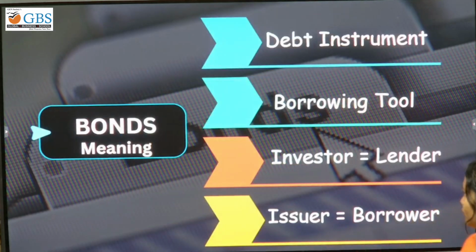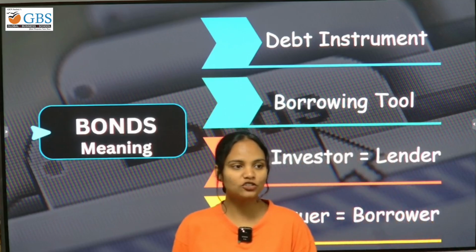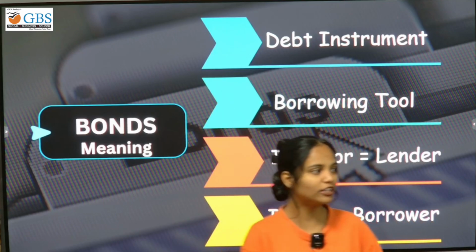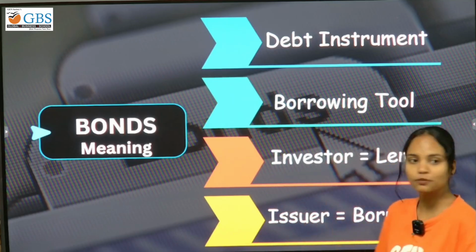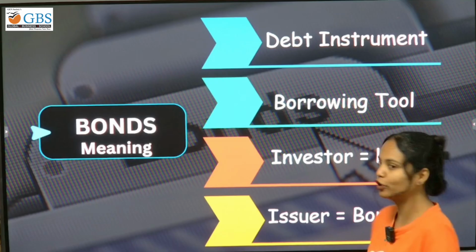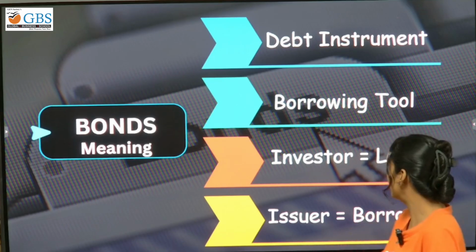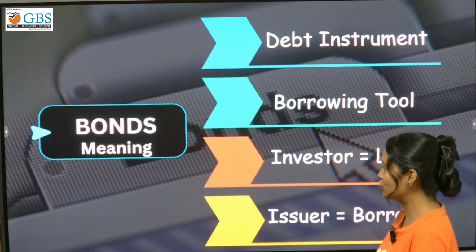Today we'll speak about bonds, the meaning of bonds. It is a financial tool or instrument which is provided by the government or a financial institution to the public to raise funds. It is also called a debt instrument, a borrowing tool, which is issued by the government or institutions to the public. Next comes the features of the bonds.